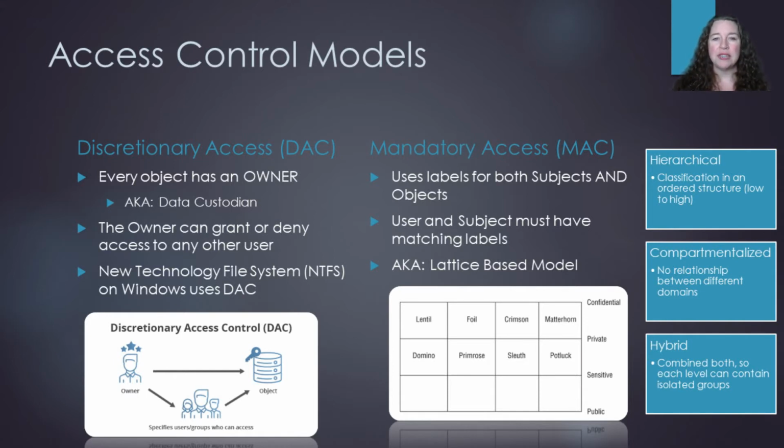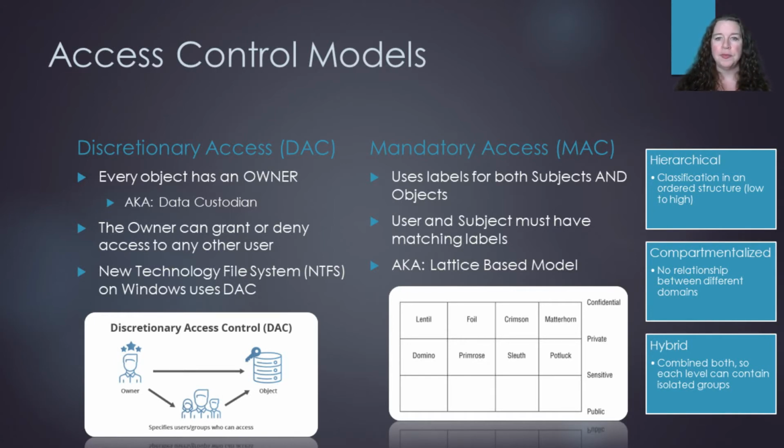So the user and the subject must have matching labels. We sometimes call this a lattice-based model because we build things up. We can choose in mandatory access to have one of three different types. The first would be hierarchical. Classification is in an ordered structure from lower to higher. The higher can see objects that are in lower classifications, but not vice versa. Obviously, if you are down at the public, you don't want to have access to confidential. But if you have confidential access, you can also see things that are public.